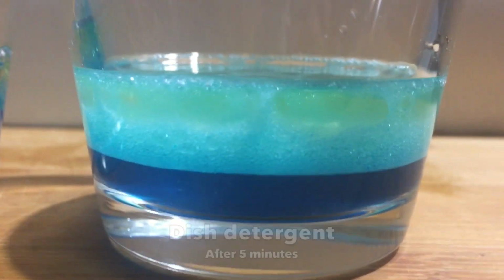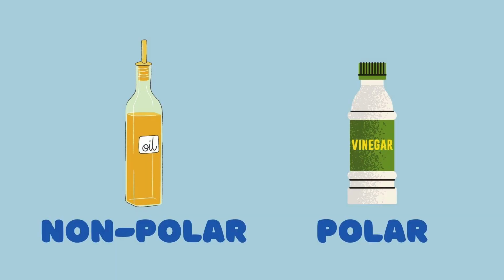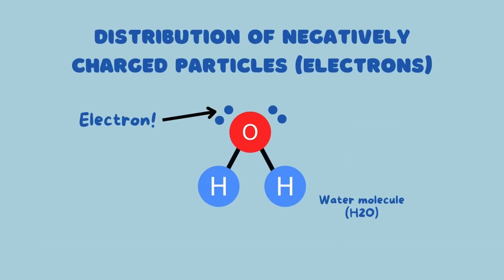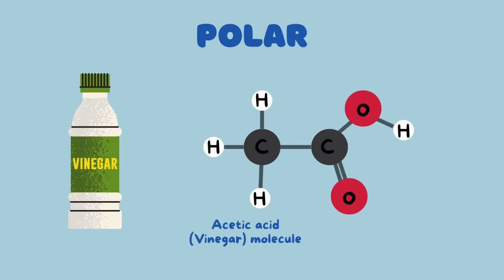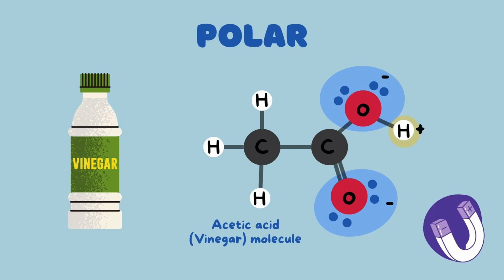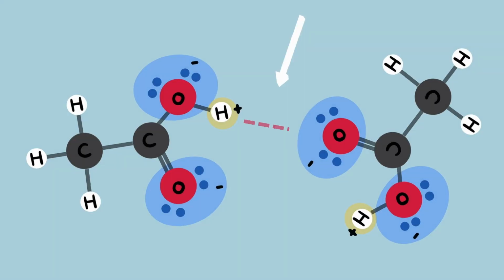Oil and vinegar alone do not stay mixed because oil is a non-polar substance while vinegar is a polar substance. What makes a substance polar or non-polar is the distribution of negatively charged particles known as electrons within the molecules of the substance. Vinegar is polar because its molecules have one end with slightly more electrons than the other, giving one side a slightly more negative charge and the other side a slightly more positive charge. This is similar to how a magnet has 2 ends. As a result, the positive ends are attracted to the negative ends of the other vinegar molecules.